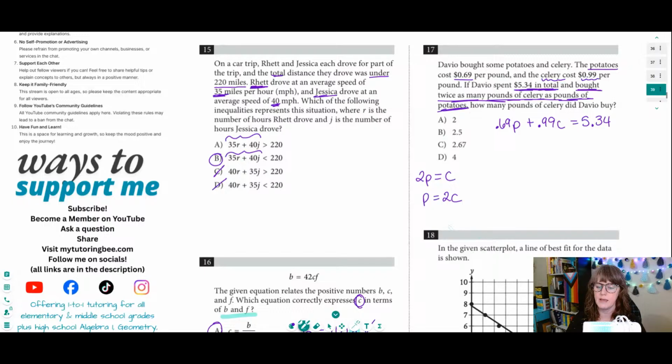So let's say that he bought, I don't know, this is not the right answer, but let's just say that he bought 5 pounds of potatoes, then that means that he would have to buy 10 pounds of celery, right? Because it says twice as many pounds of celery as pounds of potatoes. So which one of these equations does that work for? So if he bought 5 pounds of potatoes, then what does that mean for celery? Would that give us what we're looking for?